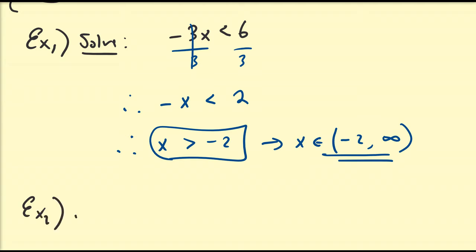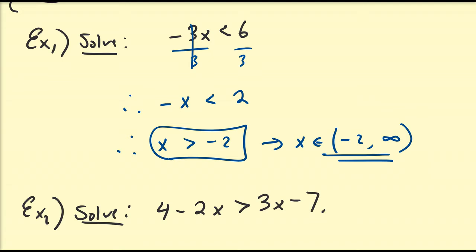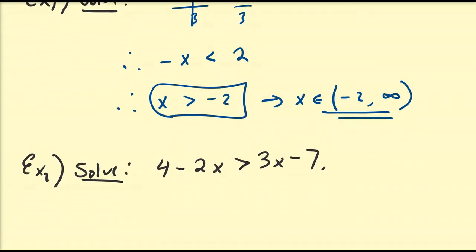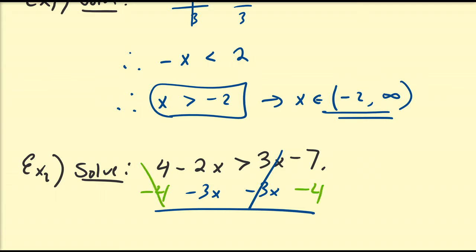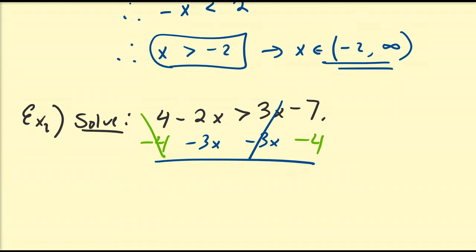So example 2, let's solve a more intricate example. 4 minus 2x is greater than 3x minus 7. Alright, so I'm going to begin by adding 2x to both sides. Actually, I'm going to put my x's on the left-hand side, but it really doesn't matter. So I'm going to subtract 3x from both sides, so those will cancel. And I'm going to subtract 4 from both sides as well, so those will cancel.